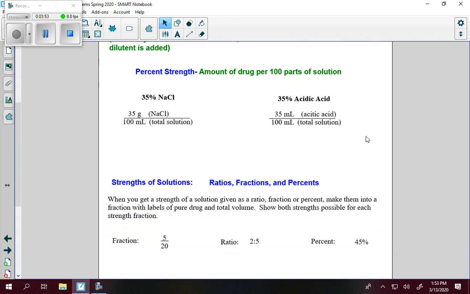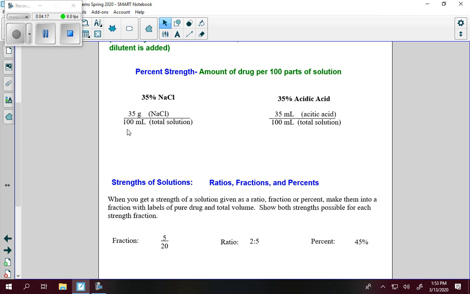The percent strength would be the amount of drug per 100 parts of solution. If you think about percent, you would think about 100 always. If you get 100% on an exam, you're like, that's right, I got 100. I got everything right. If you get anything lower, then there's a percentage of that 100 that you're getting correct. So anytime you see percent, you're going to put that over 100.